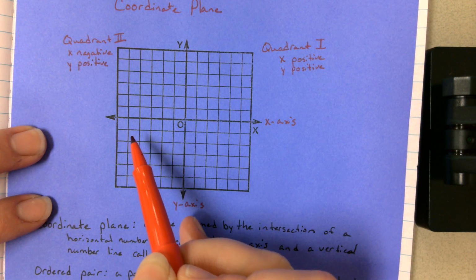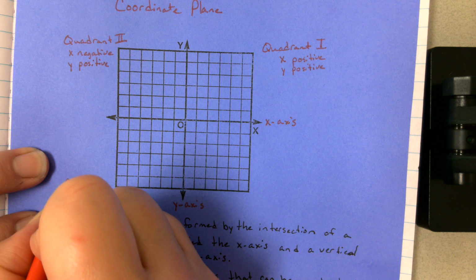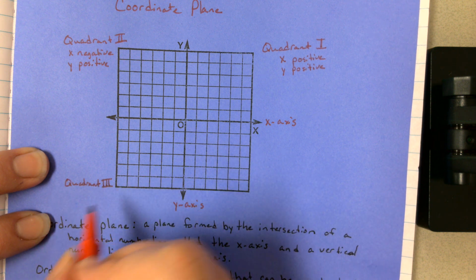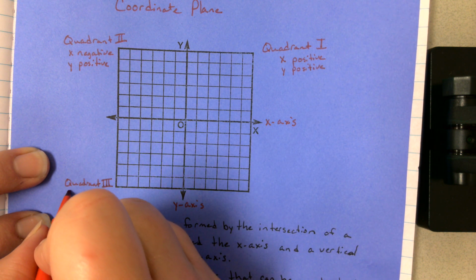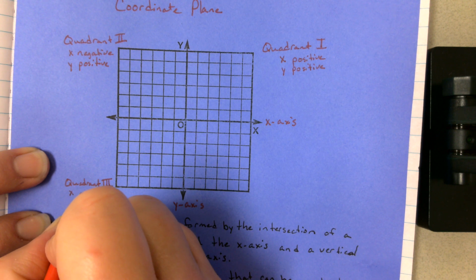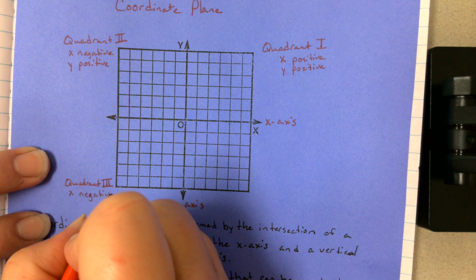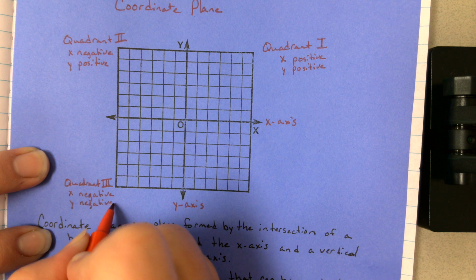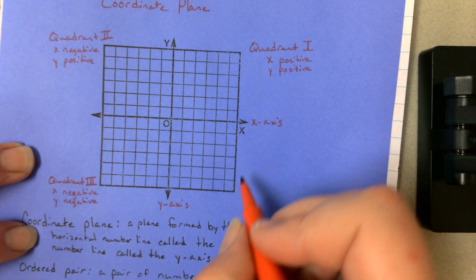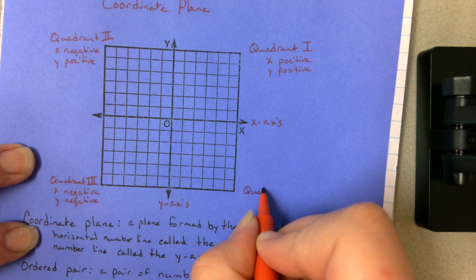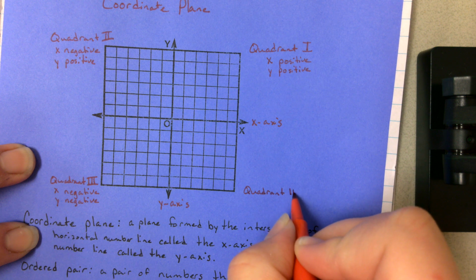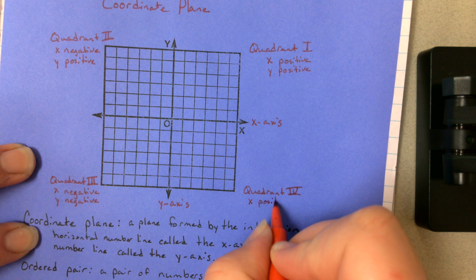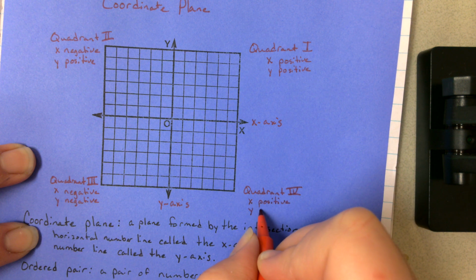So now I'm going to follow that around. I've got quadrant 3 down here. And in this quadrant, x is negative and y is also negative. Last quadrant over here, I have quadrant 4. And in this quadrant, x is positive and y is negative.